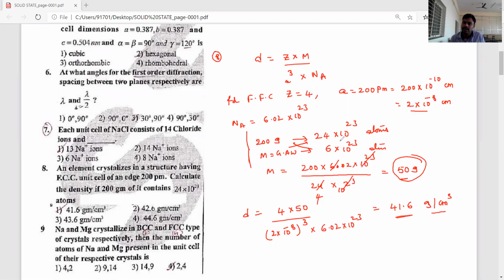After that only, the molecular weight of the atom we substitute as 50. Then 4 into 50 by a cube into Na. On simplification we get 41.6 gram per centimeter cube. Then the answer is the first option. This type of problems is important, and among that, the sixth problem is also important.